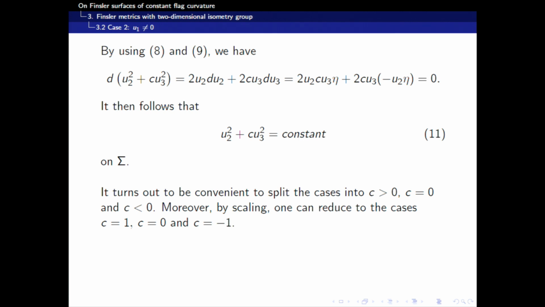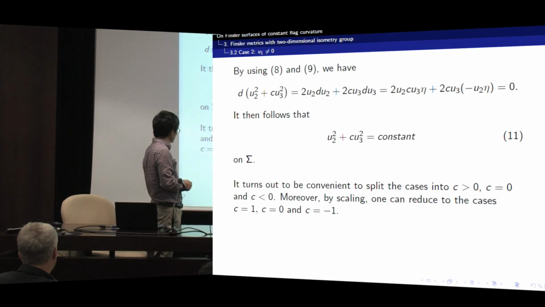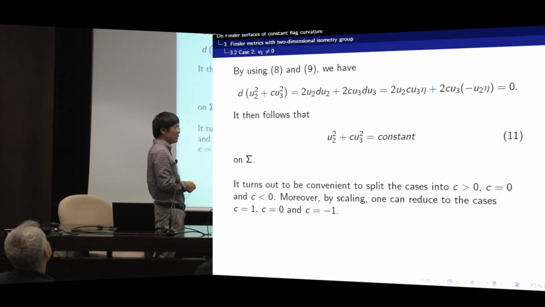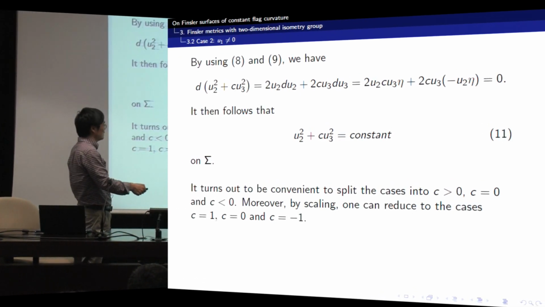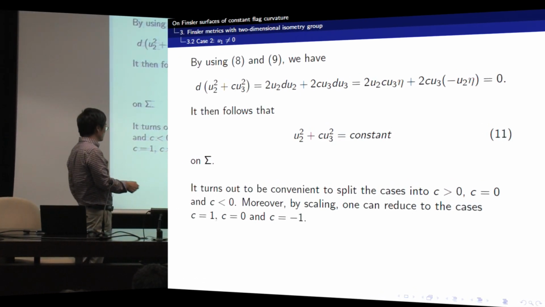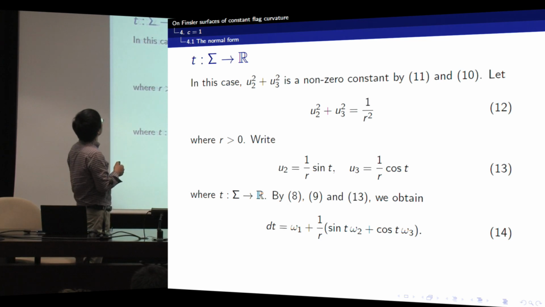Now, it turns out to be convenient to split the case into C is positive, C equal to 0, and C is negative. Moreover, by scaling, we can reduce to three cases: C equal to 1, C equal to 0, and C equal to minus 1. Just use the homothetic transformation. We mainly discuss C equal to 1. So now we discuss C equal to 1.